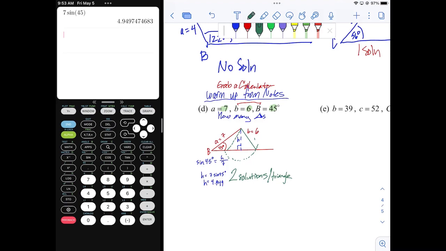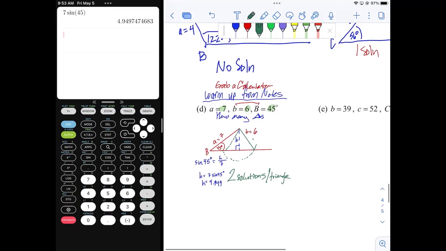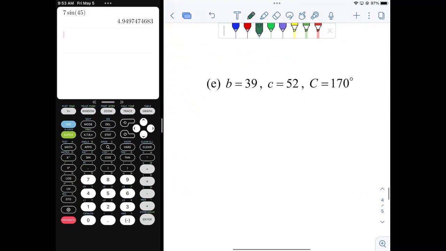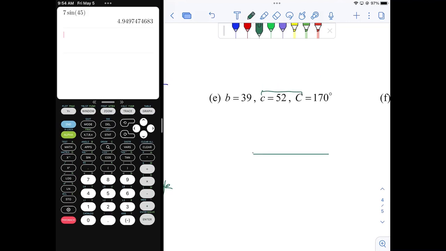All right, questions on D? Letter E. 2 sides, 1 angle, repeated letter. That's going to be the ambiguous case. That's the angle side side case. So again, we draw our base. And now we have an angle of 170. That's not acute, is it? So you want to kind of draw it to scale. 170 is going to be really, really close to 180. It's going to be way over there. Label that as 170. And label that as C.